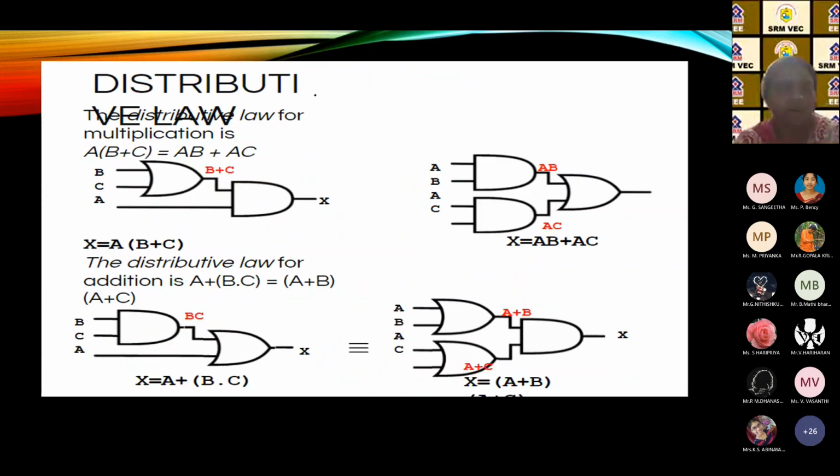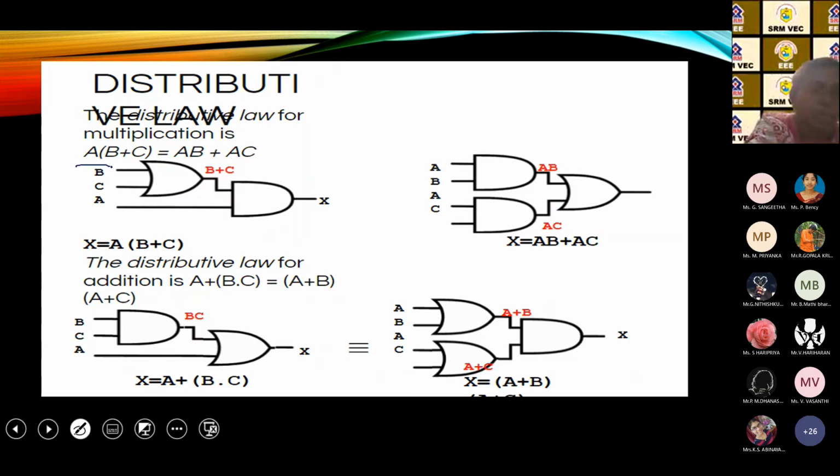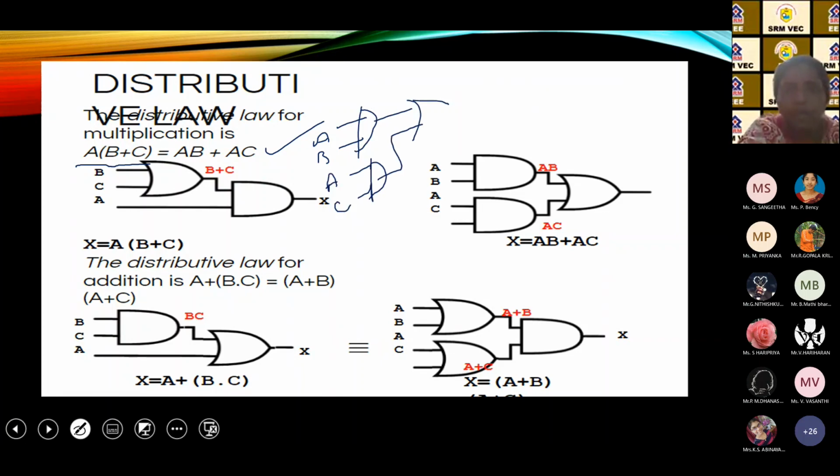Next is the distributive law. What is the distributive law? The same as we have in arithmetic algebra: A within bracket B plus C will be multiplied out as AB plus AC. What you have to do is perform AB AND, with that AC, and then both will be ORed together, correct? So this will be AB plus AC. That is what is noted here. On this side, B plus C, first you perform the B plus C OR operation and then A will be ANDed with it, and this is X. For that also I will show you how to do this with a truth table.